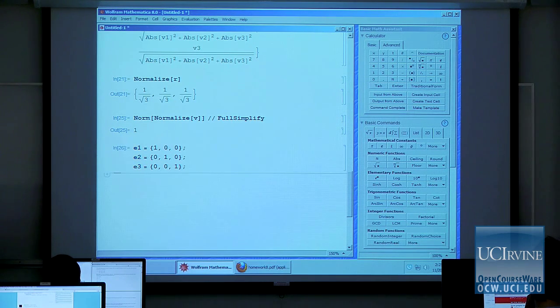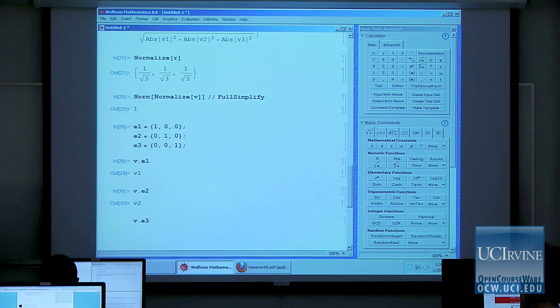And now I just want to remind you of one other thing. If I take an arbitrary three-dimensional vector v, which we've already defined, and I dot that with E1, what we get is the component of the vector in the x direction, right? This is called the projection. We've projected v onto the x-axis, and the value we get is actually the x-coordinate of the vector v. And likewise, if we do v dot E2, we get the y component, and v dot E3, the z component.